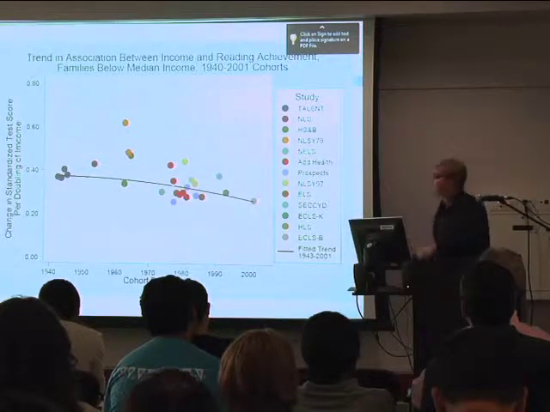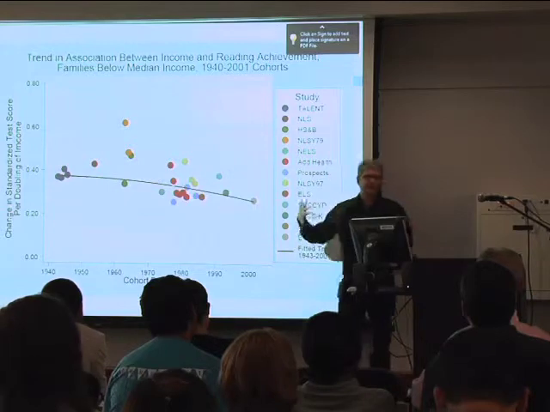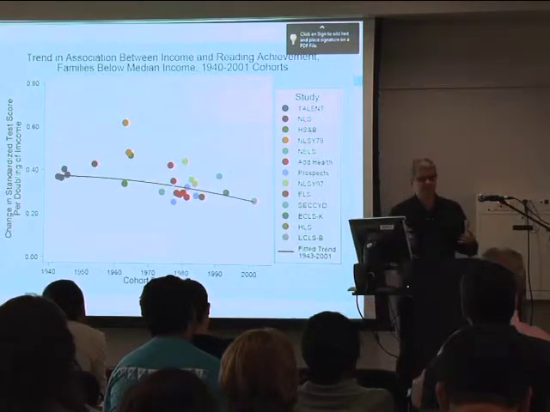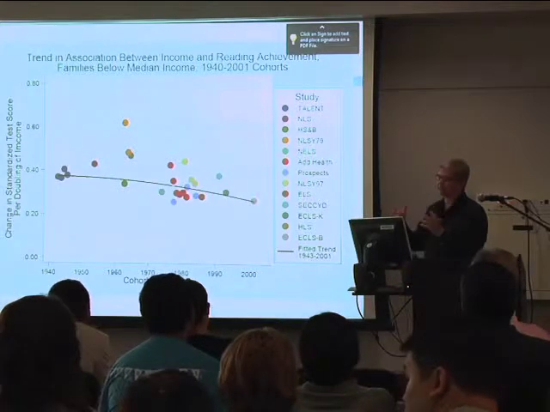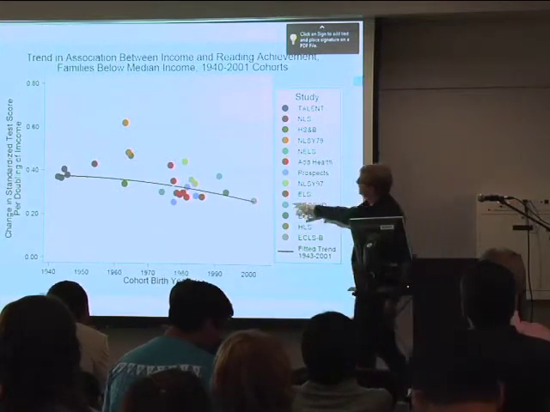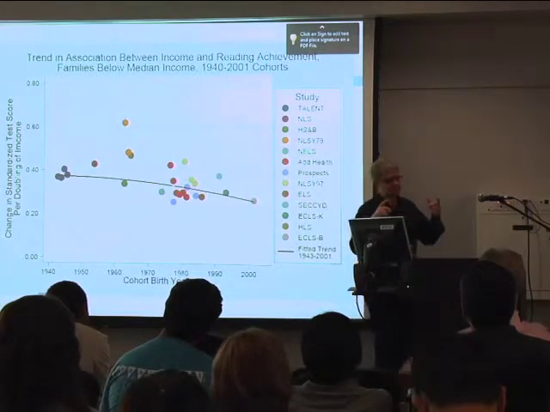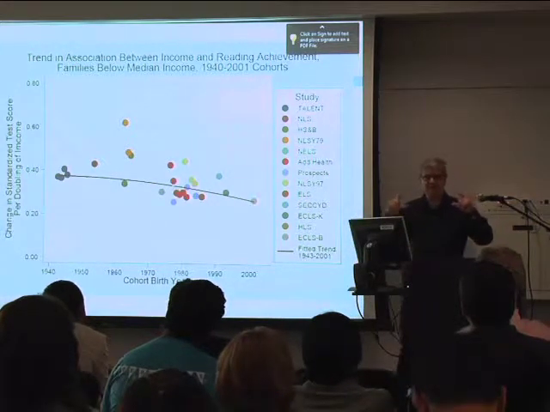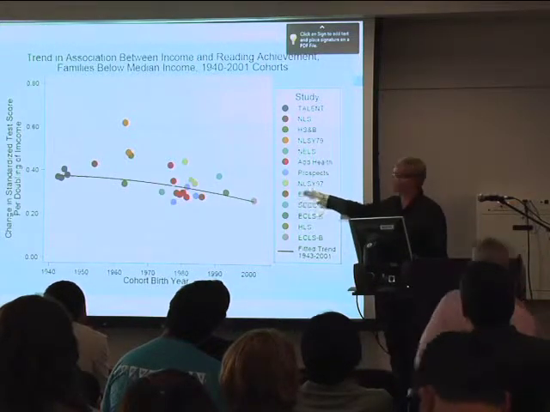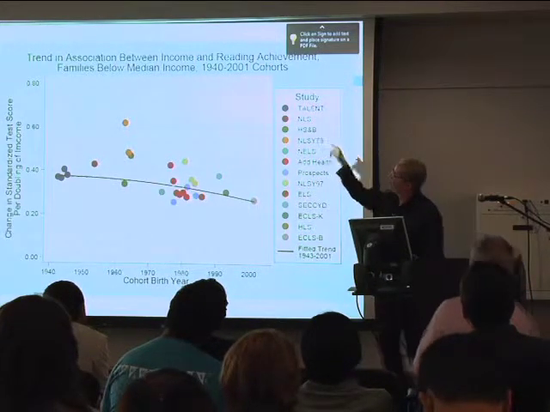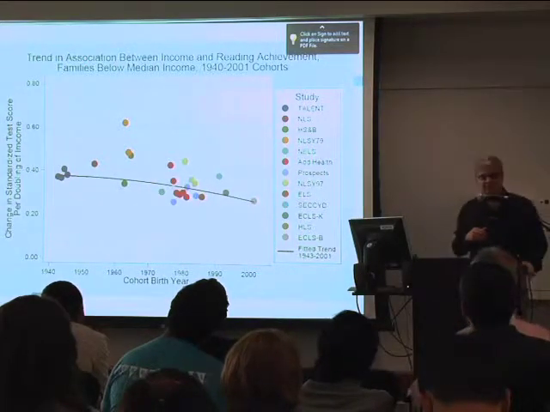Economists like to talk about doubling of income because they like to think in logarithmic income terms, and that makes sense for this. So instead of a dollar of income, think of a doubling of income. Basically, each of these dots represents the estimate of how strongly a doubling of income is associated with achievement. And it basically hasn't changed much over time. In fact, it's gone down a little bit when we look at the income of families in the bottom half of the income distribution.